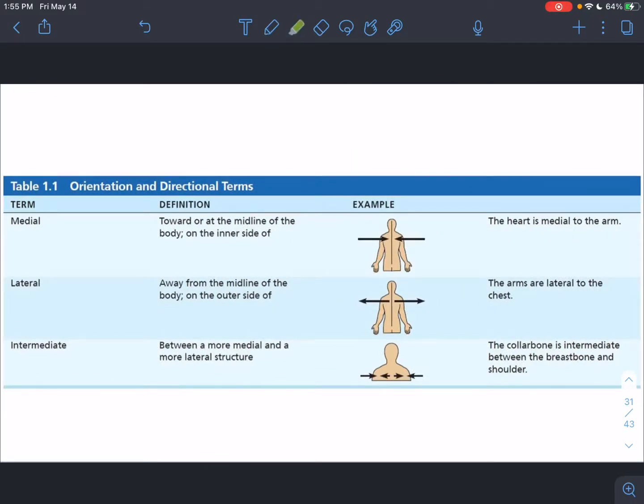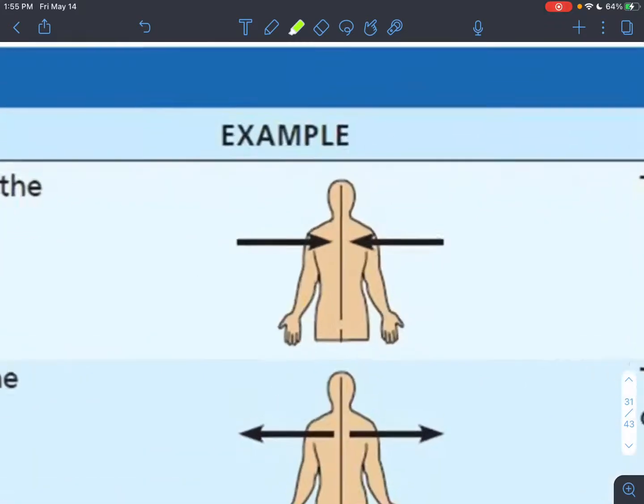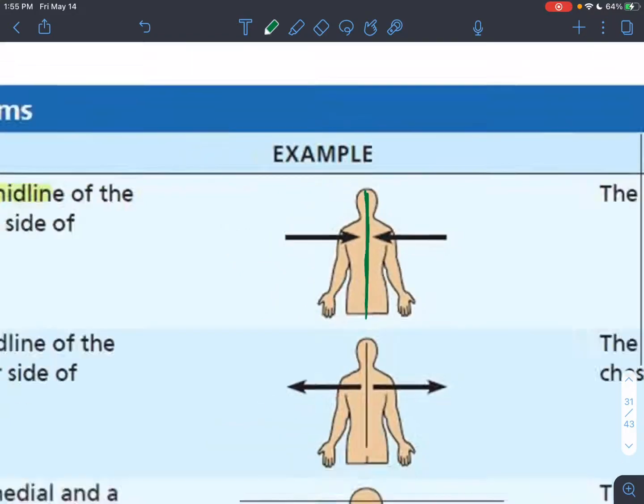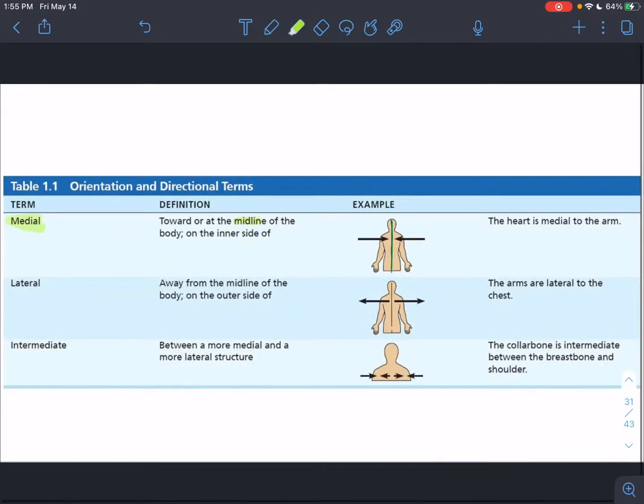Next we have these three. Medial is towards the midline. And I'm just going to zoom in quick. The midline is the line that goes right through the middle of your body. So from your nose, down your belly button, down the middle of your legs is medial. Lateral is the opposite. Lateral is away from the midline.